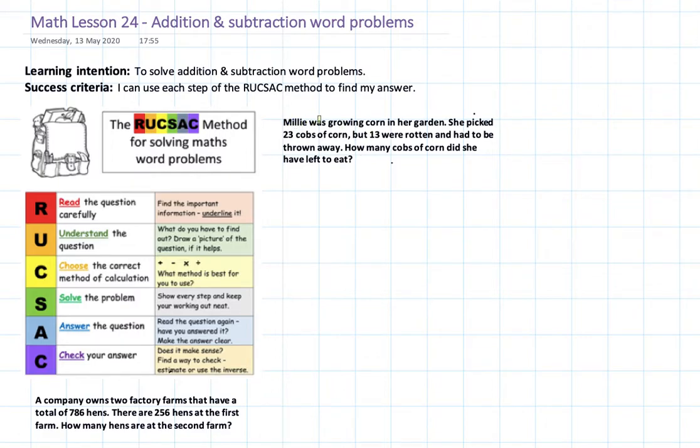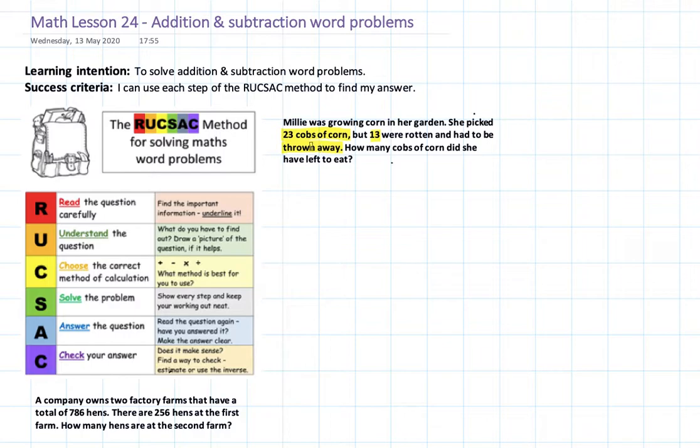Alright, so Millie was growing corn in a garden. Is that important information? No. She picked 23 cobs of corn. I think that's important information because that tells us the number that we need to use. But 13 were rotten and had to be thrown away. So there's another number there that we might have to use. And had to be thrown away. Now that tells us whether we need to add or take away.